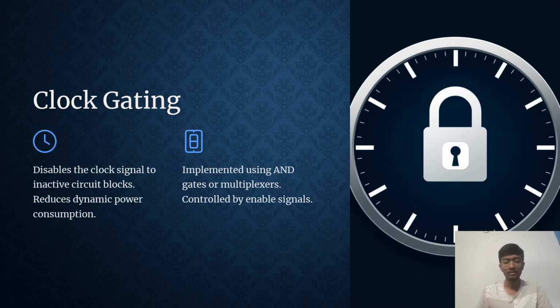Clock gating. Clock gating is a technique used in digital design to reduce power consumption by selectively disabling the clock signal to certain parts of a circuit when they are not in use.